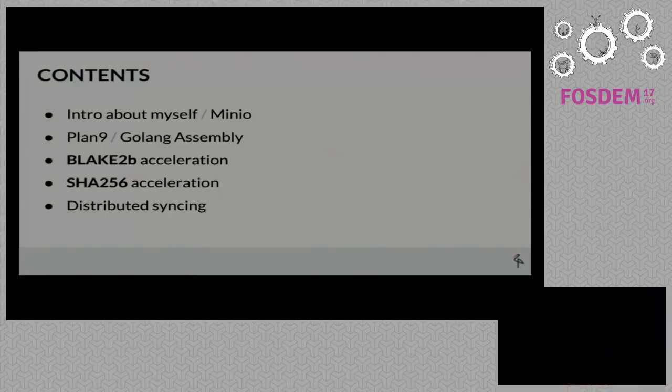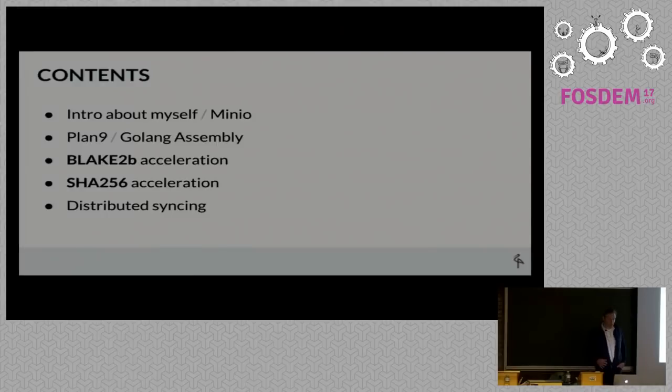A little intro about myself and Minio. Then I'd like to speak sort of in general a little bit about the Golang or Plan 9 assembly capabilities that Go offers. Then discuss two sort of projects that we've done with this. So BLAKE2 acceleration and SHA256 acceleration. And finally some slides about some distributed syncing stuff that we've been doing.